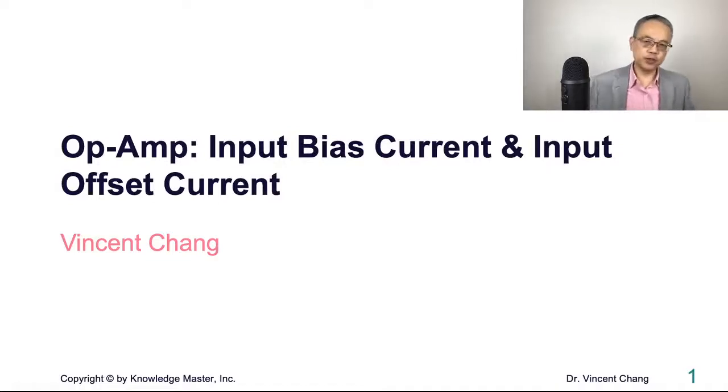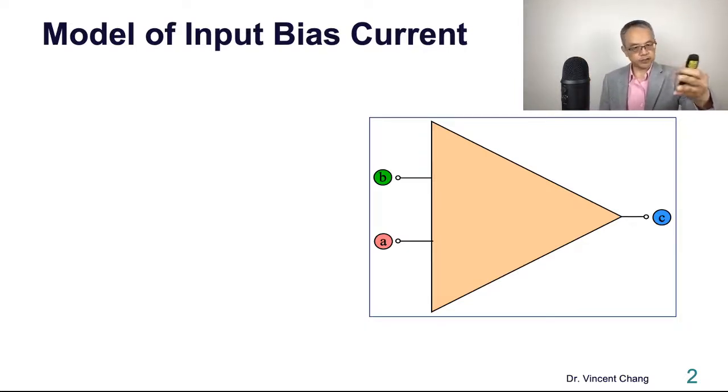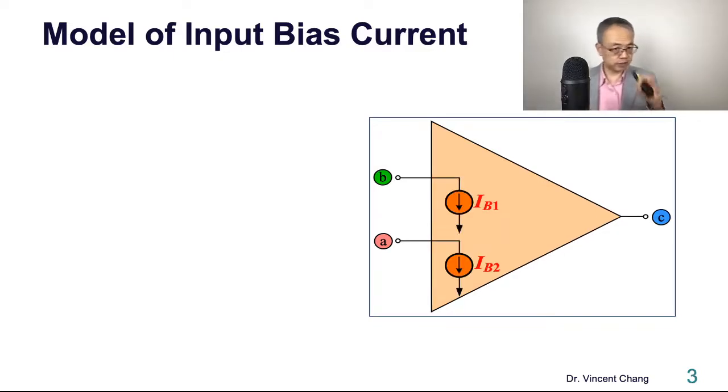I'm Vincent Chang. Today I'm going to continue the lesson on the practical operational amplifier and introduce another DC problem of a real operational amplifier, which is the input bias current. Operational amplifier, input bias current, and the input offset current. Let's start with the model of the input bias current. Here's the operational amplifier, and this is the model.